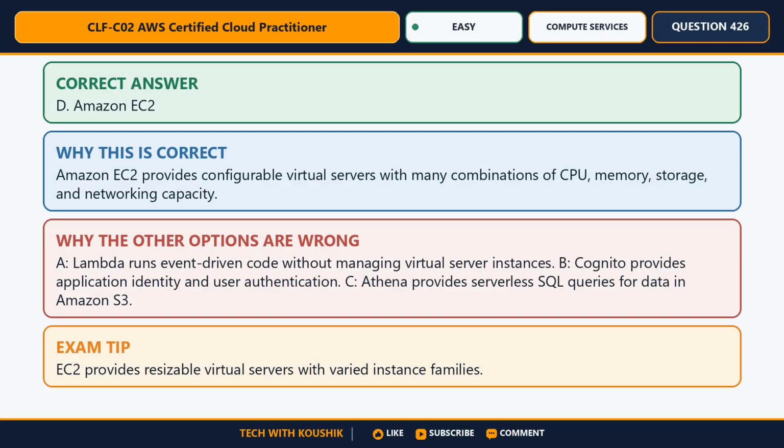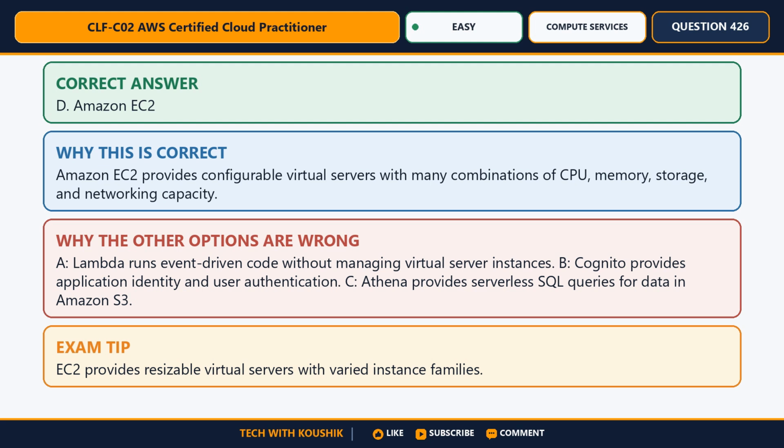The correct answer is D, Amazon EC2. Here is why. Amazon EC2 provides configurable virtual servers with many combinations of CPU, memory, storage, and networking capacity. Why are the other options not correct?